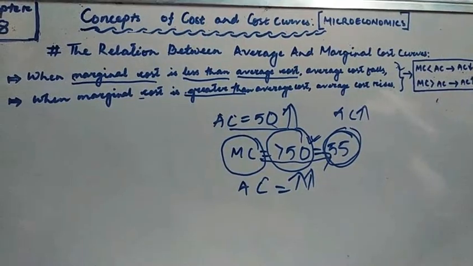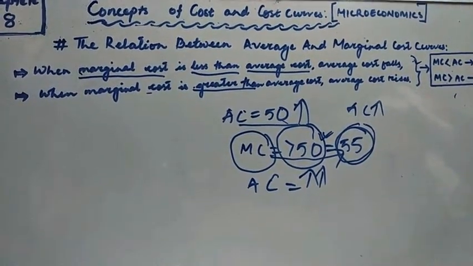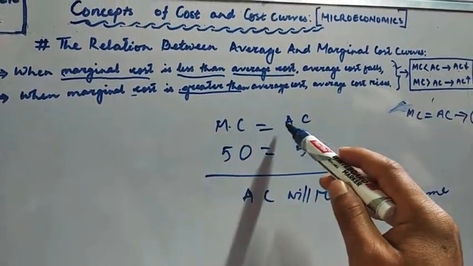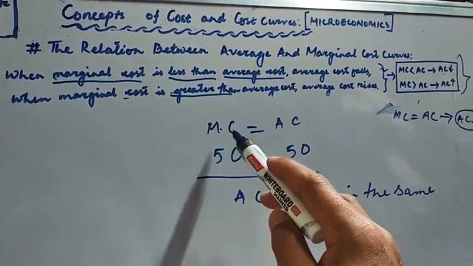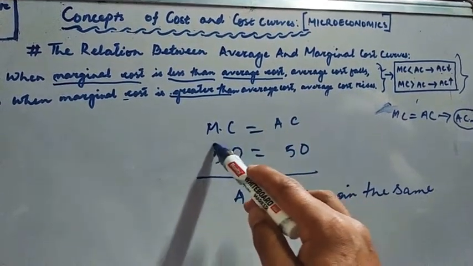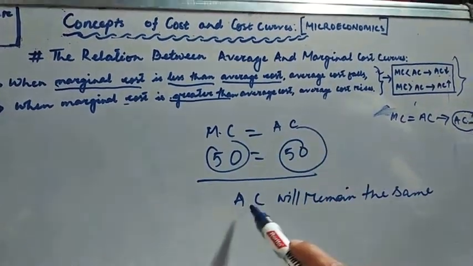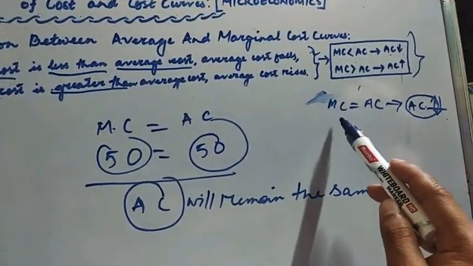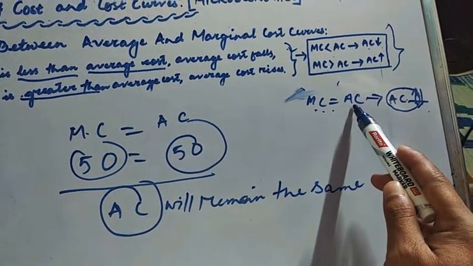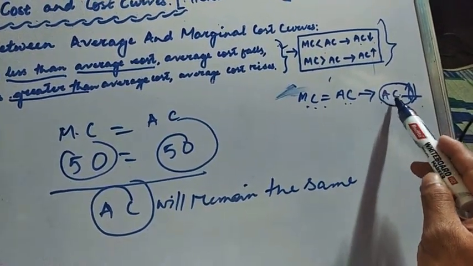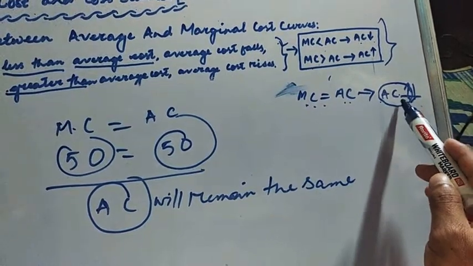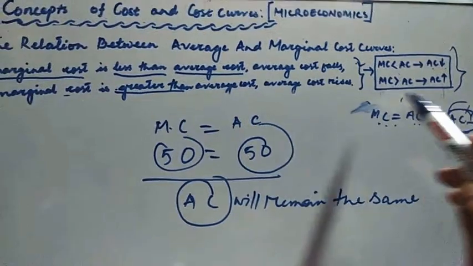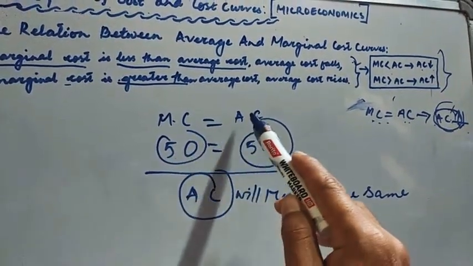What happens when the average cost and the marginal cost are the same? When MC is equal to average cost, say 50 and 50, the average cost will remain the same. So when marginal cost is equal to average cost, then average cost will remain the same. There will be no rise and no fall in the average cost, but it will remain the same when marginal cost is equal to average cost.